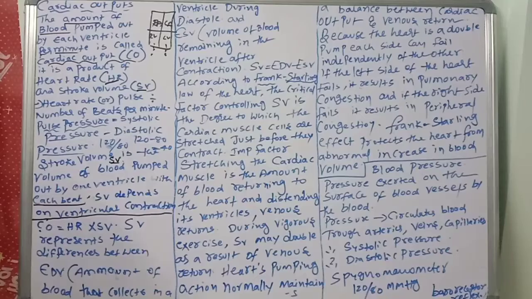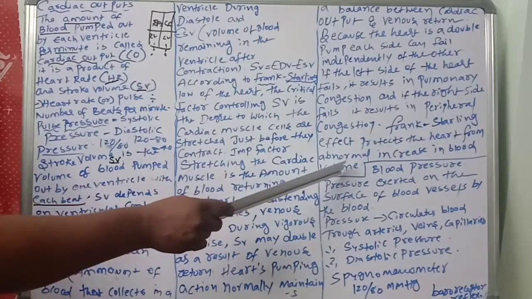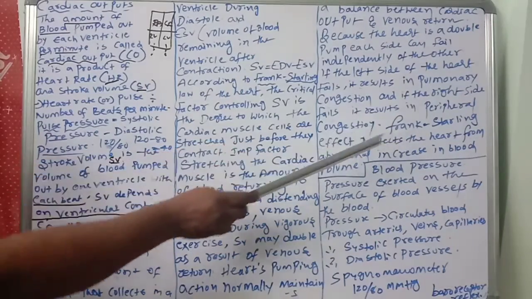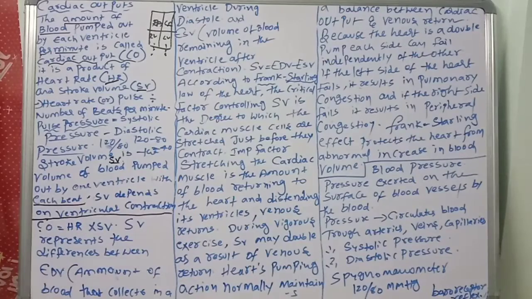So, the Frank-Starling effect. One effect is there that is called the Frank-Starling effect. It protects the heart from abnormal increase in blood volume. Frank-Starling effect. Next, blood pressure.